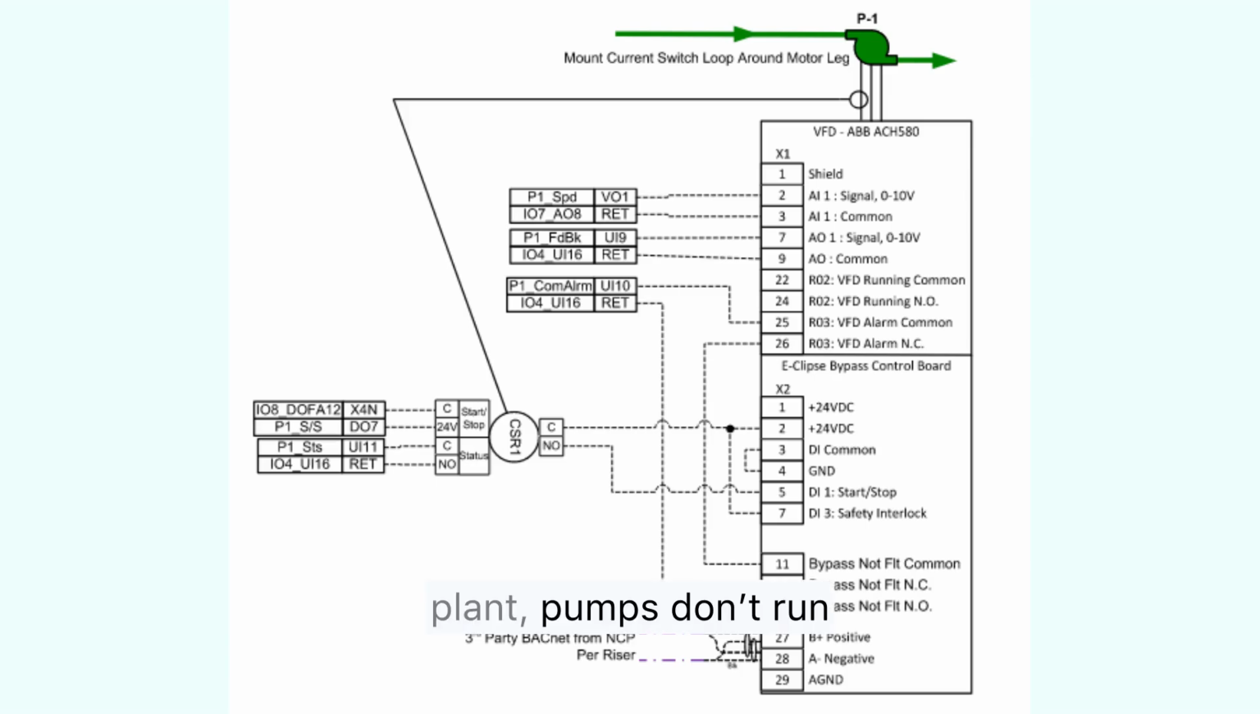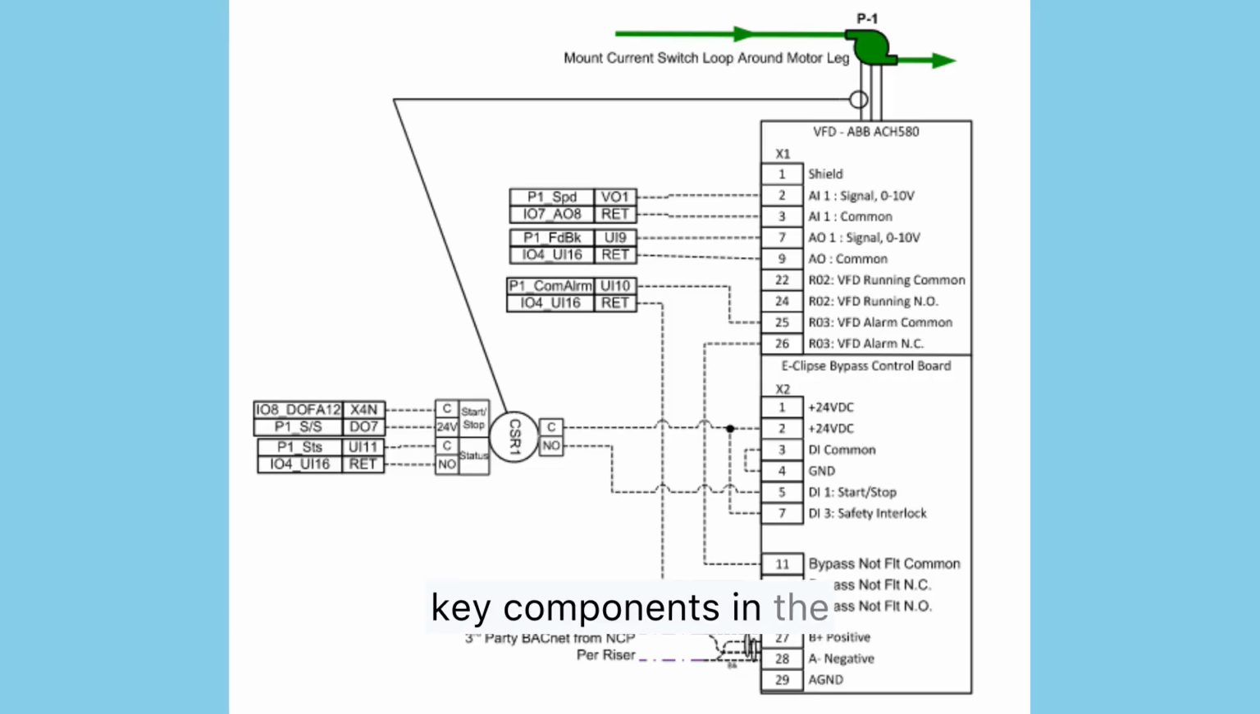In a chilled water plant, pumps don't run at a fixed speed. They need to ramp up and down based on system demand. In this video, I'll explain how a pump's VFD communicates with the BMS, or a third-party plant controller, and how the VFD drive is controlled. Let's start with the key components in the system.